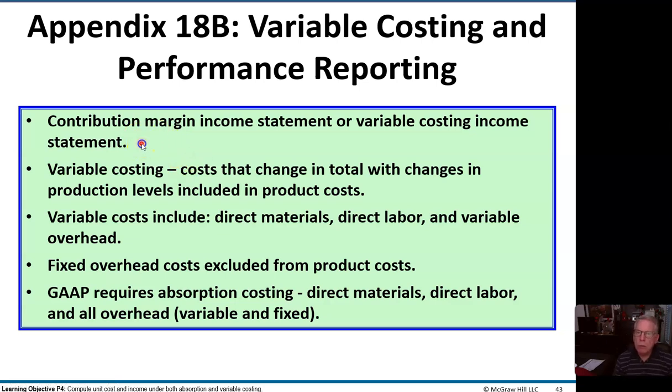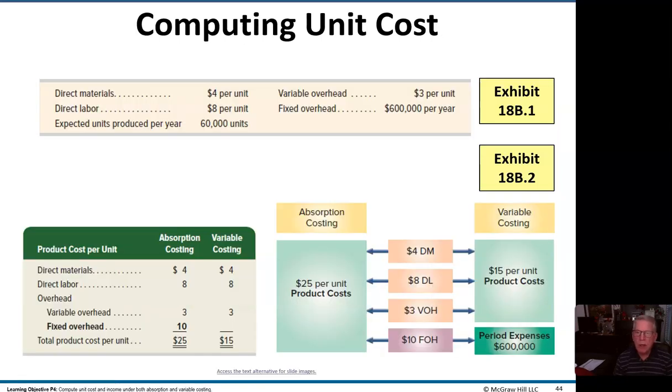So a contribution margin statement or variable costing statement involves variable costing, costs that change in total with changes in production levels. Variable costs include, of course, direct materials, direct labor, and variable overhead. And fixed overhead is excluded from product costs. That's not true with absorption costing. Fixed cost is included in absorption costing. Okay, and here is an example of that.